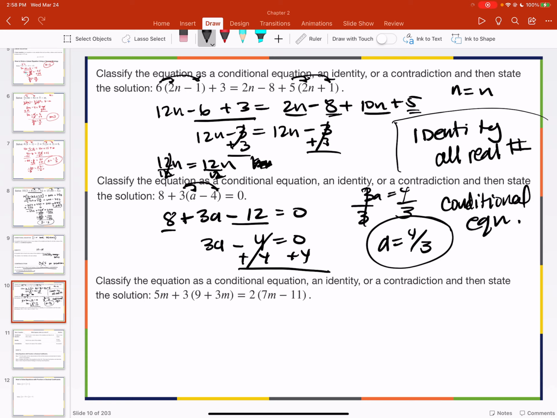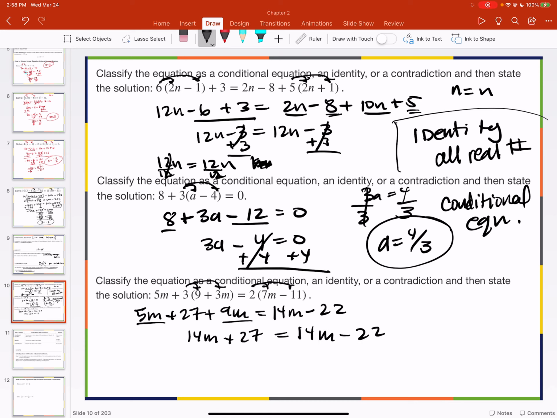Okay, let's do this last one here. We have 5m plus, and then distributing the 3, we have 27 plus 9m equals, and then distributing this 2, 14m minus 22. So combining like terms, 14m plus 27 equals 14m minus 22. Well, if I subtract 14m from both sides to move it over, that's weird.